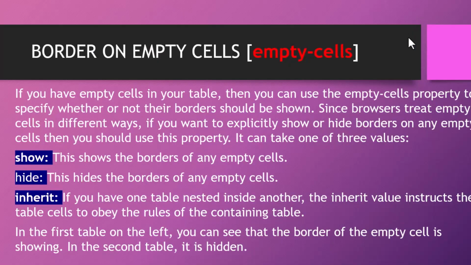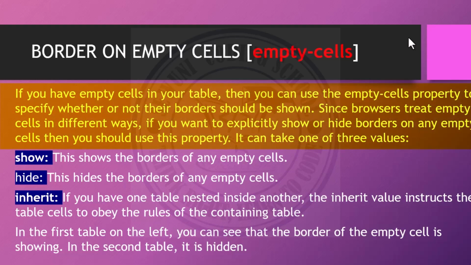Now the next thing we are also going to check is border on empty cells. So, the empty-cells property. If you have empty cells in your table, then you can use the empty-cells property to specify whether or not their borders should be shown. Since browsers treat empty cells in different ways, if you want to explicitly show or hide borders on any empty cells, then you should use this property, which is the empty-cells property.